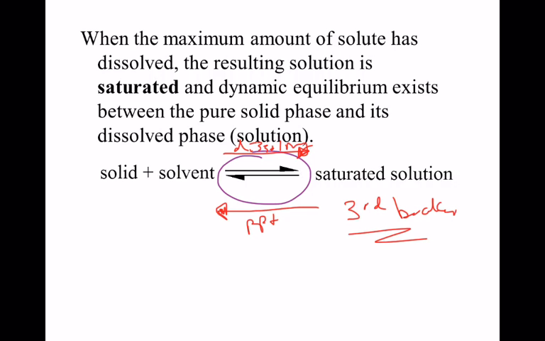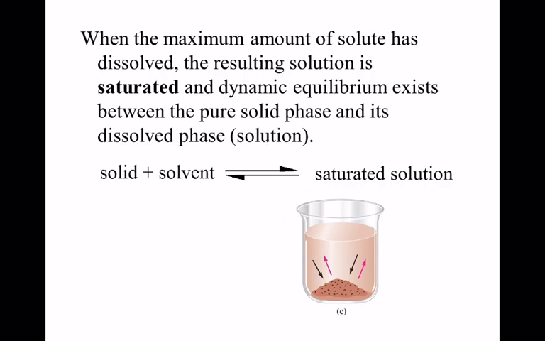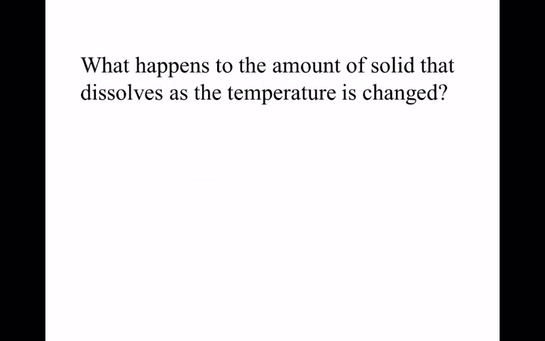The lengths of these arrows are an indication of how much you're going to be dissolving, how much you're going to be precipitating. If you see equal lengths of your arrows, the rate at which you're going from a solid to a solvent, dissolving, is equal to the rate at which your saturated solution is breaking down back into its components, precipitating out. Okay. So that's the third beaker.